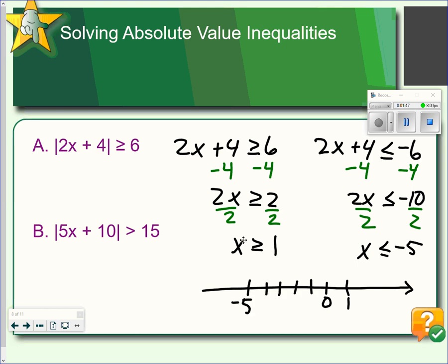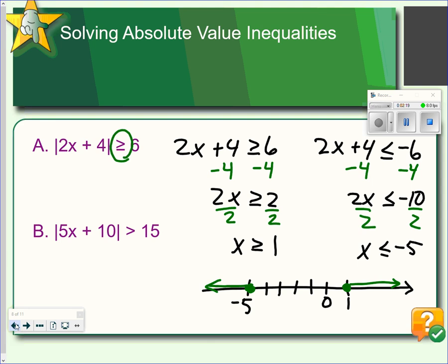Okay, in both of these situations, the inequality is greater than or equal to or less than or equal to. So we end up coloring in the circle. Okay, and what's different here is that x is greater than 1, so it shades outward. x is less than negative 5, shades outward.